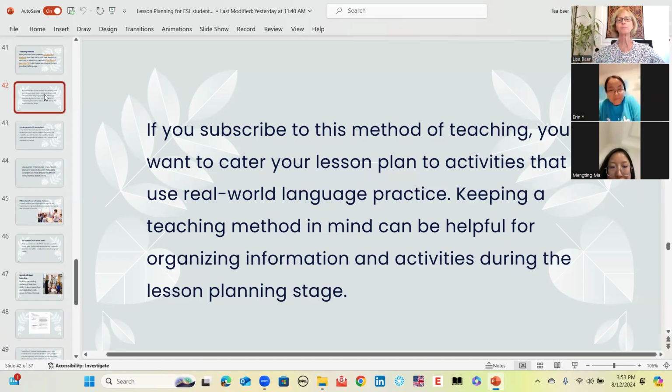So if you subscribe to this method of teaching, you want to cater your lesson plan to activities that use real-world language practice. Keeping a teaching method in mind can be helpful for organizing information and activities during the lesson planning stage. So keeping it real-world language. What is that? What kind of activities would you put into real-world language? How would you define that? Or what is an activity you would do?